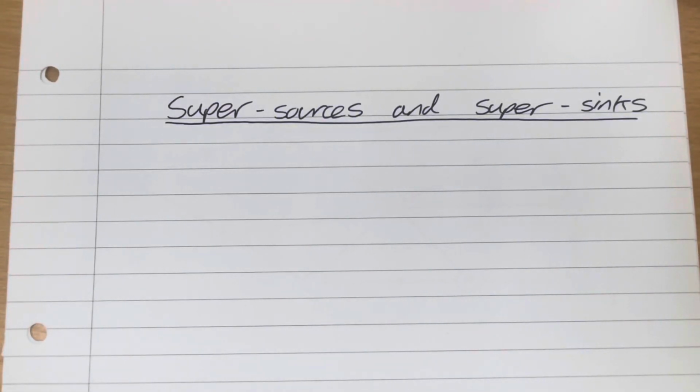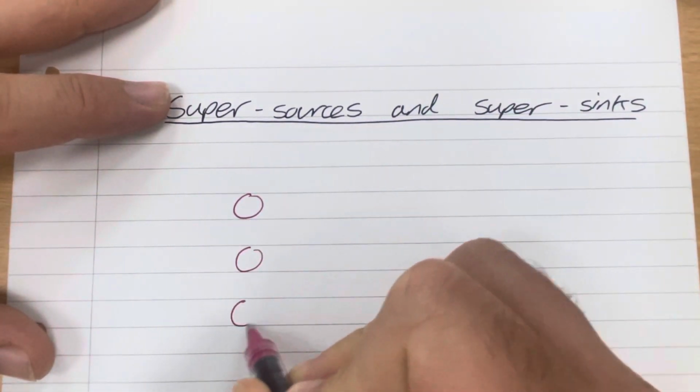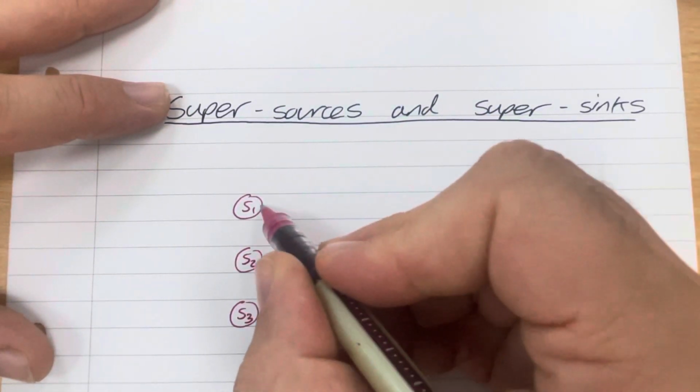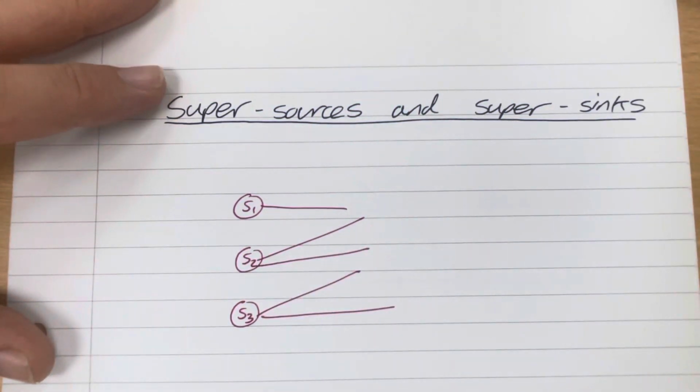Okay, in the previous video we looked at network flows, and I did mention that network flow networks will always have one sink and one source. Well, that's not strictly true. Let's just consider perhaps a network that's got multiple sources. I'm just going to call them S1, S2 and S3. And then it goes off into the network.